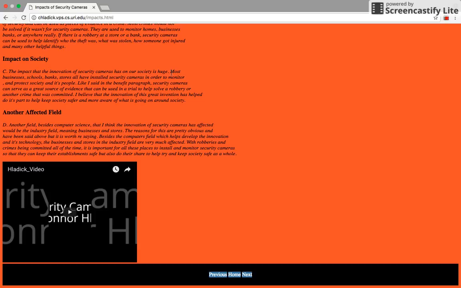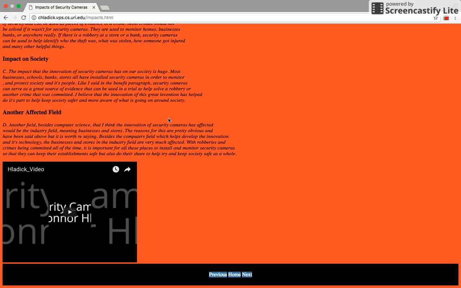This innovation has a huge impact on our society, mostly in different areas such as businesses, schools, banks, and towns or cities that have installed these cameras in order to protect and monitor what's going on in their workplace or establishment and how the people are acting. Like I said in the benefits paragraph, security cameras can serve as a great source of evidence that can be used in a trial in order to help solve a crime.